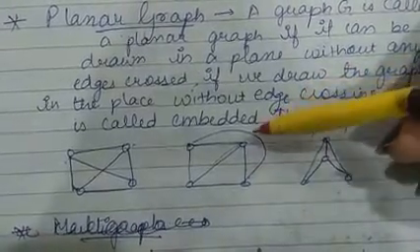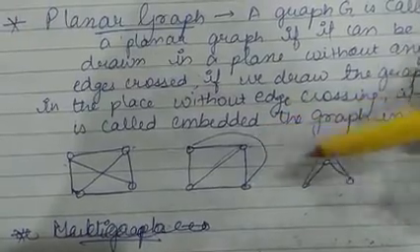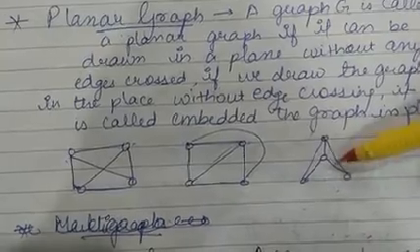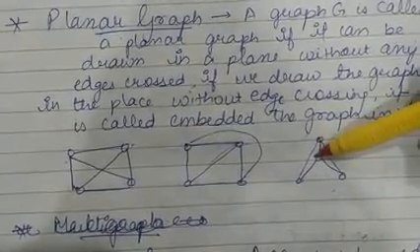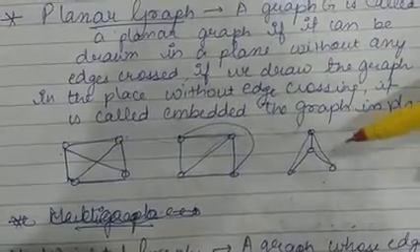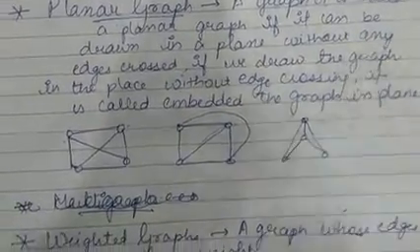So in a planar graph, no two edges are going to cross each other. Like suppose here we have 4 vertices and no two edges are crossing each other, so this is also a planar graph, and I can also draw this graph in the plane. So this is a planar graph.